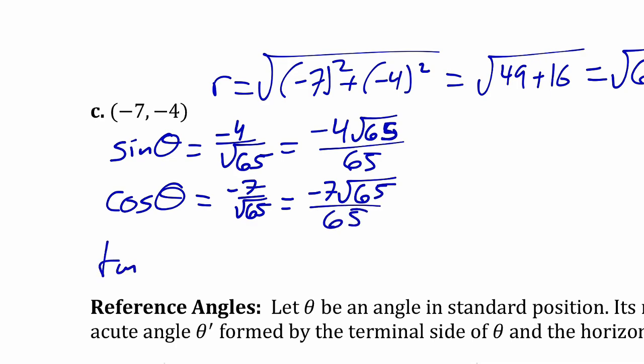Tangent, this one's the nice easy one. Take your y value, negative 4, divided by your x value of negative 7. We end up with positive 4/7.